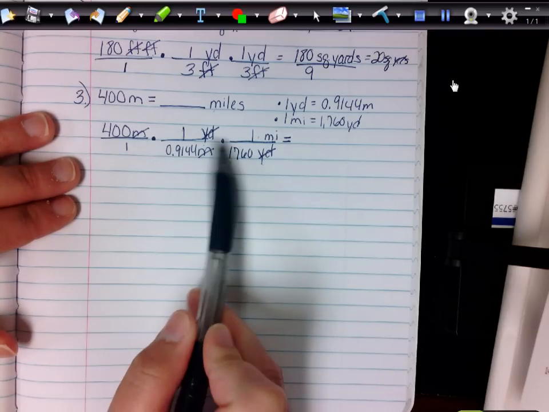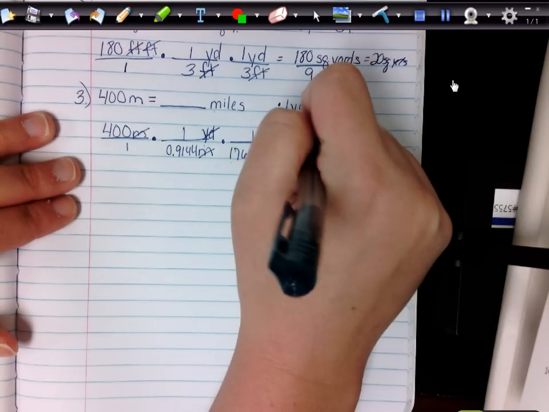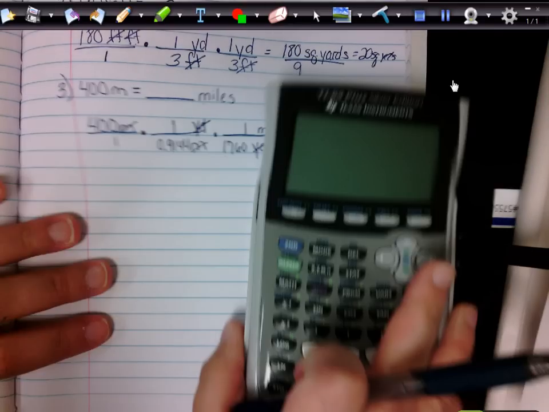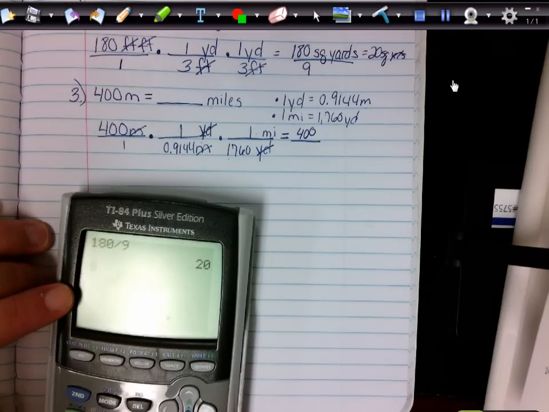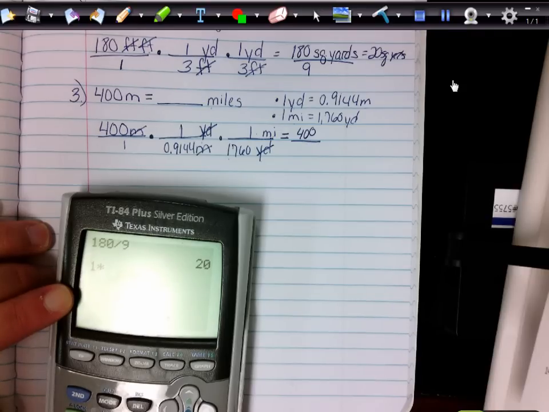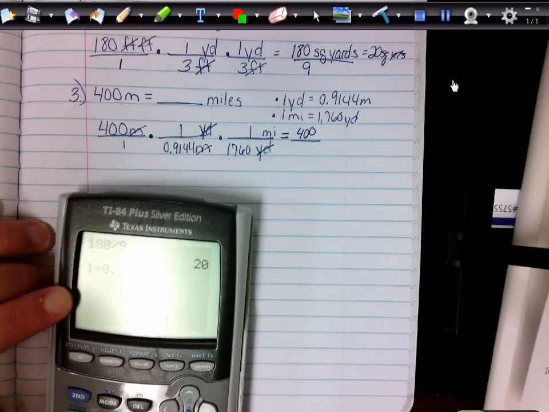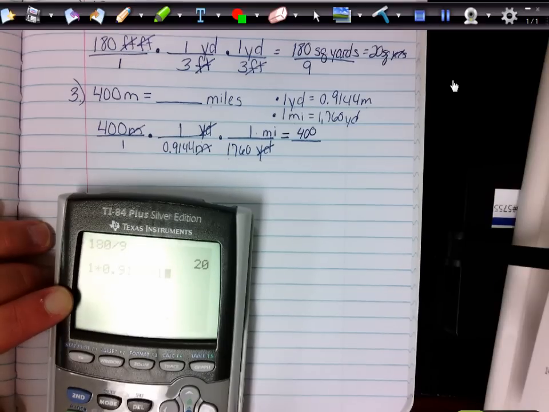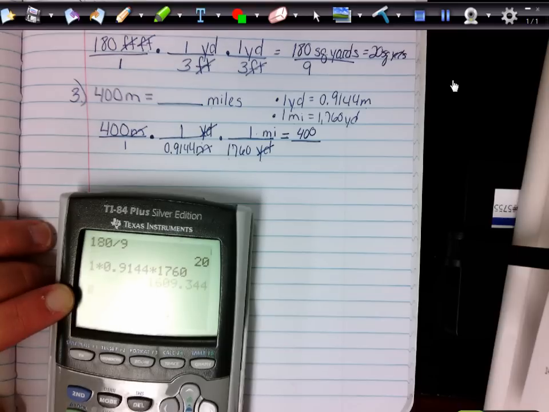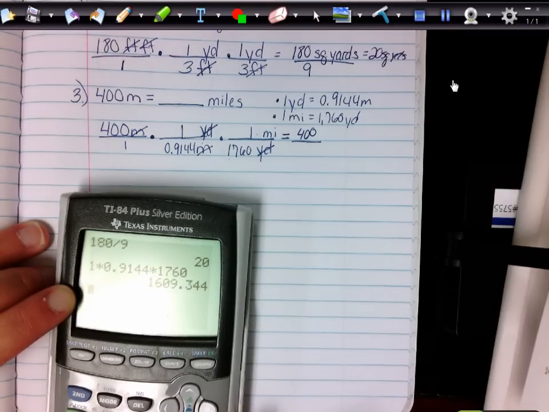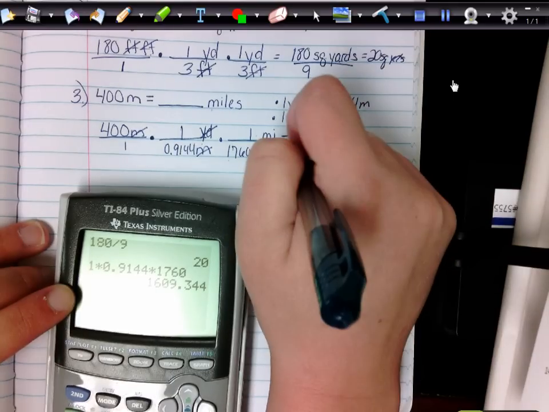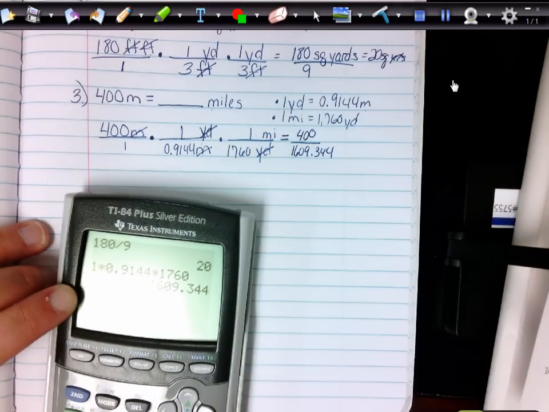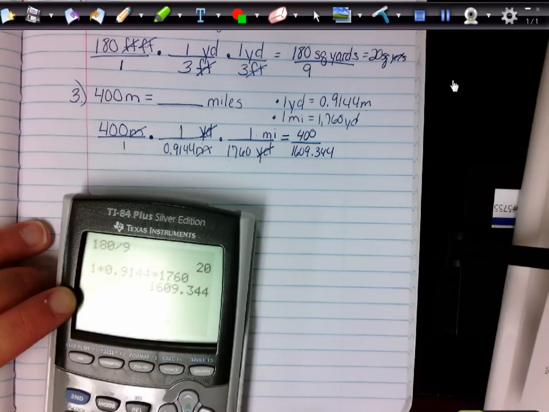400 times 1 is 400. And multiplying across the bottom. I need my calculator for this one. 1 times 0.9144 times 1,760 is going to give me 1,609.344. Now I'm going to keep all those decimal places.